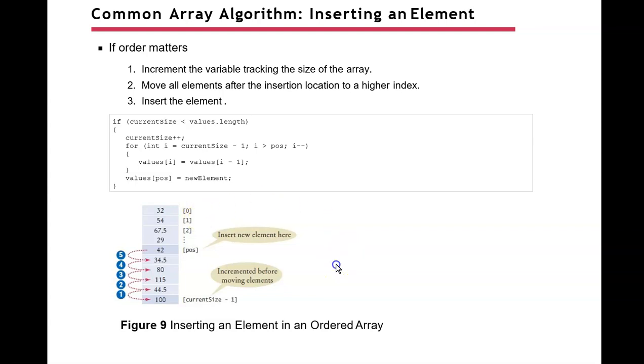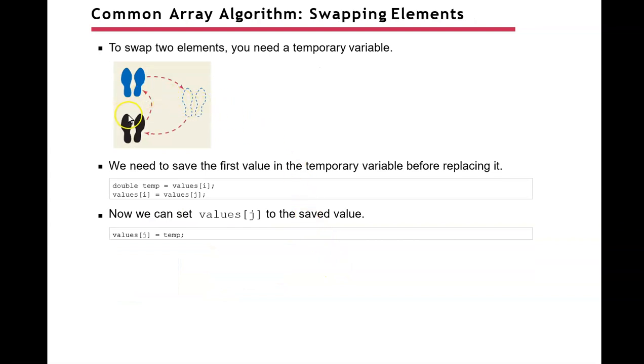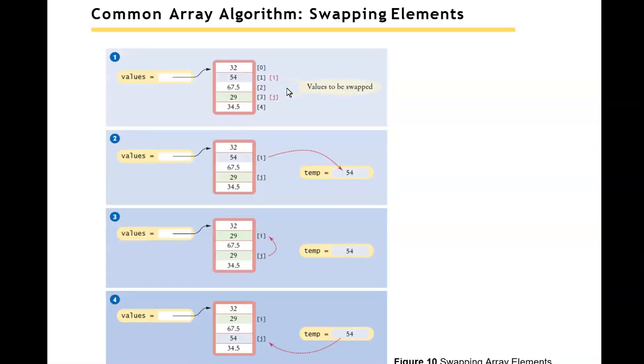To swap two elements, you need a temporary variable, because you'll erase it if you don't. So save the first variable in a temporary variable, replace it, and then take the new variable and set it to the replacement value. So temp equals the current value of i. Value of i equals the one we want to swap with, and then we set the one we swapped with back to the original. Here's a nice infographic for it. Basically, grab our value, put it in temp, swap it, and then swap it again.